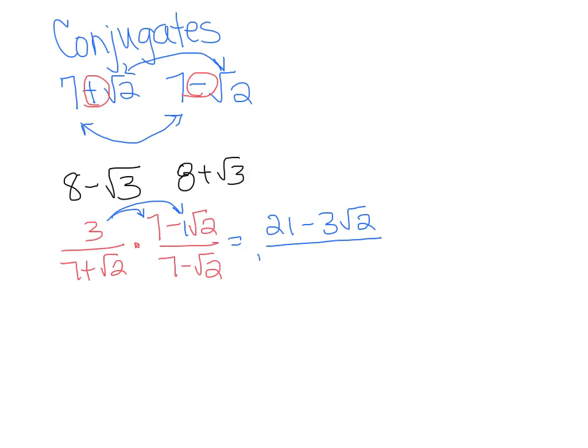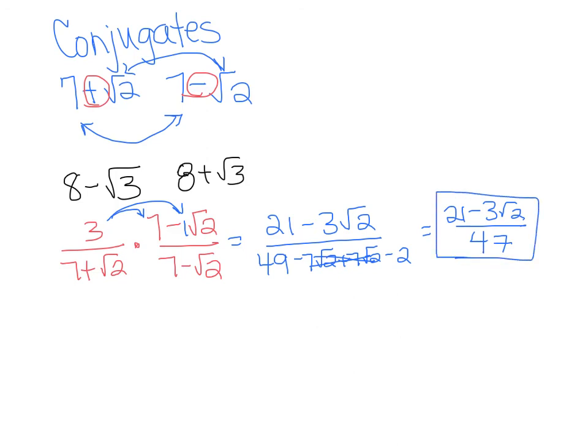So we're going to take first, outside, inside, and last. Notice that these middle terms cancel out. So I have 21 minus 3 square roots of 2 over 47. And that's how you use conjugates.